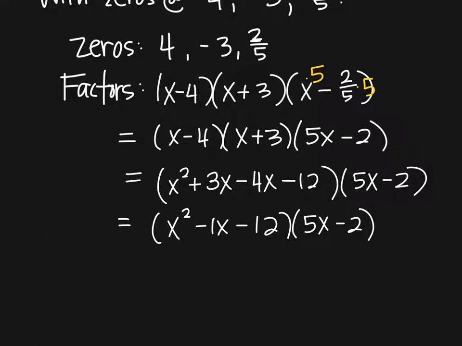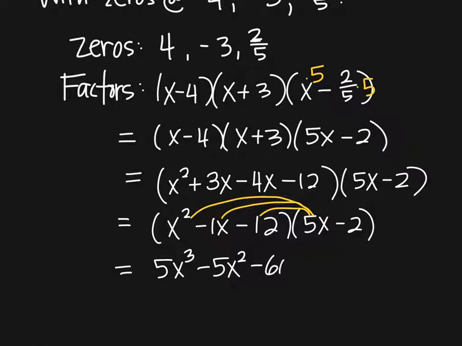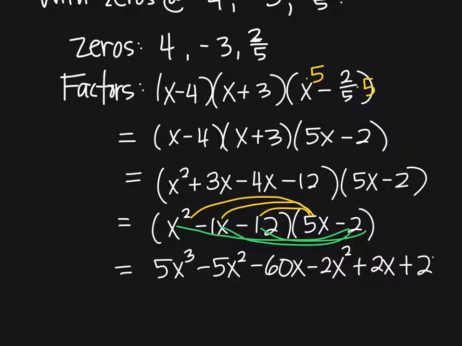So start with your x squared and take that to the 5x, and take all of those things to the 5x. So we have 5x cubed minus 5x squared minus 60x, and then take all of those things to the -2. So that will give me -2x squared, positive 2x, and positive 24.